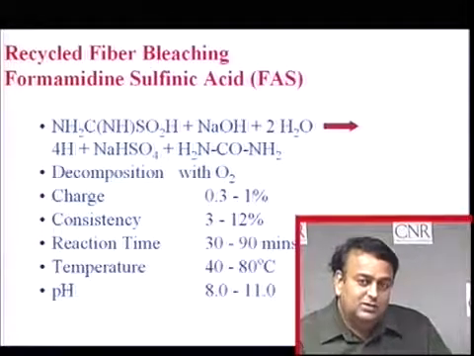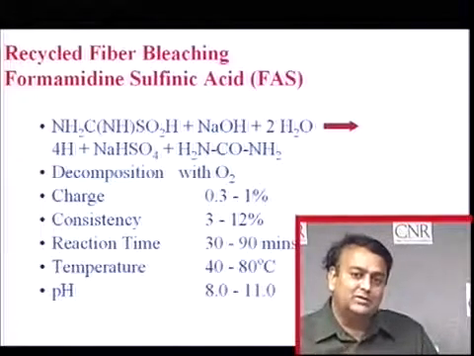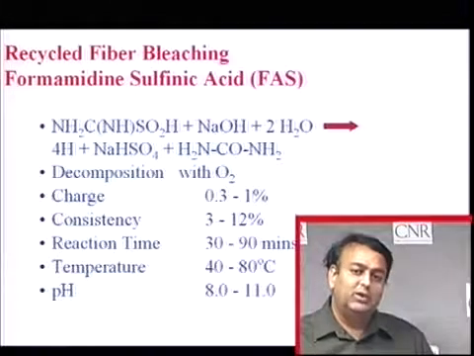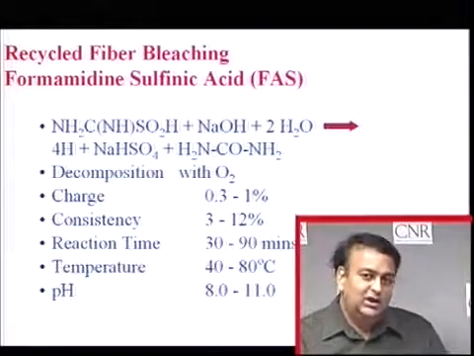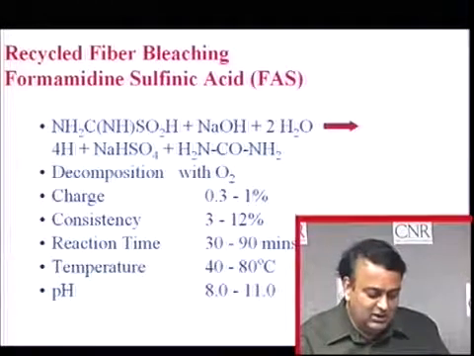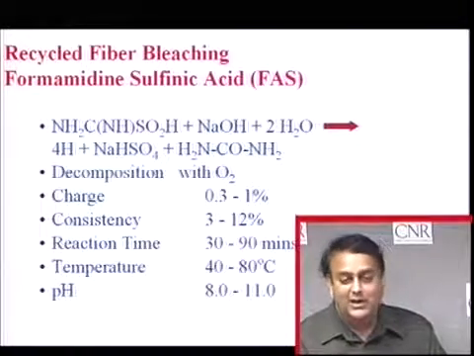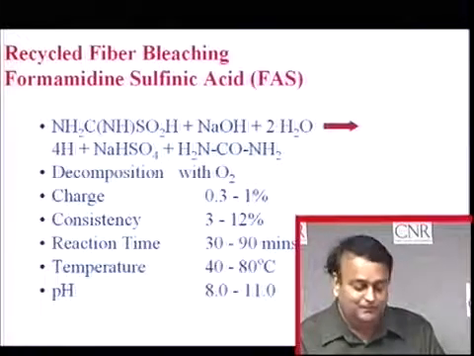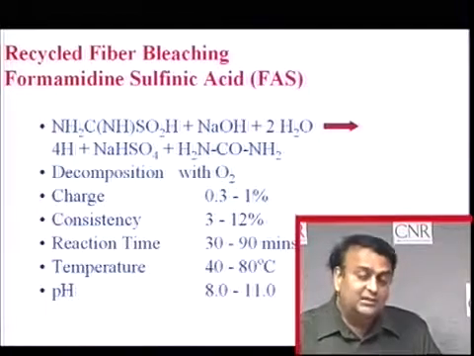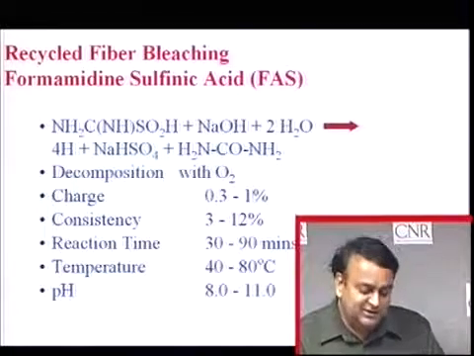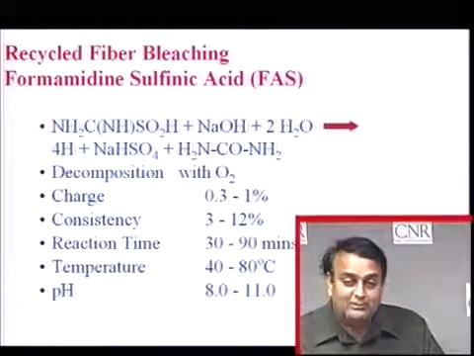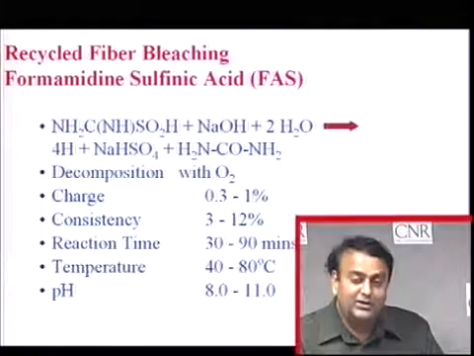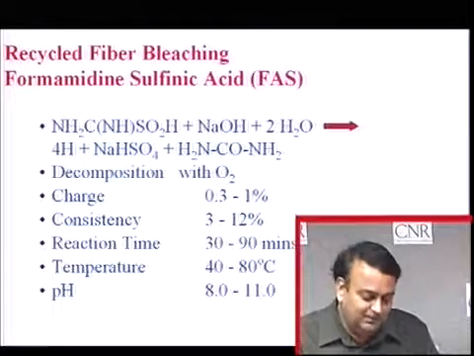The thumb rule is if you use 1% FAS, you need 0.5% caustic. 50% of that is caustic you need. Initial pH varies from 8 to 11. Typical pH is 9, 9.5. Consistency, low consistency to medium consistency, 3 to 12. Again, reaction time, short time, 30 minutes to 90 minutes. I have seen temperature anywhere from 40 to 80 degrees C.